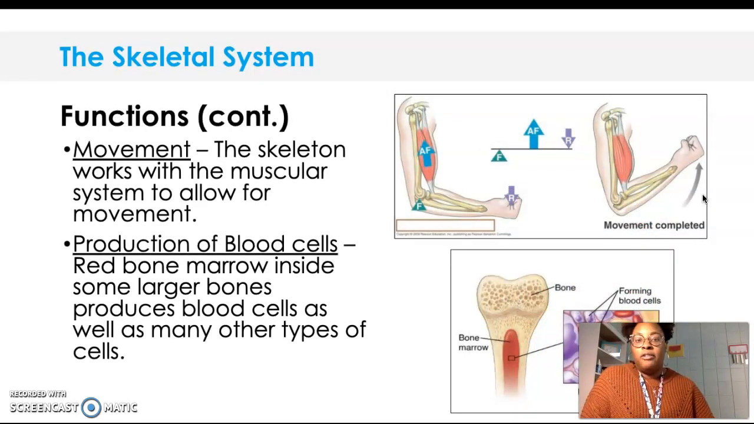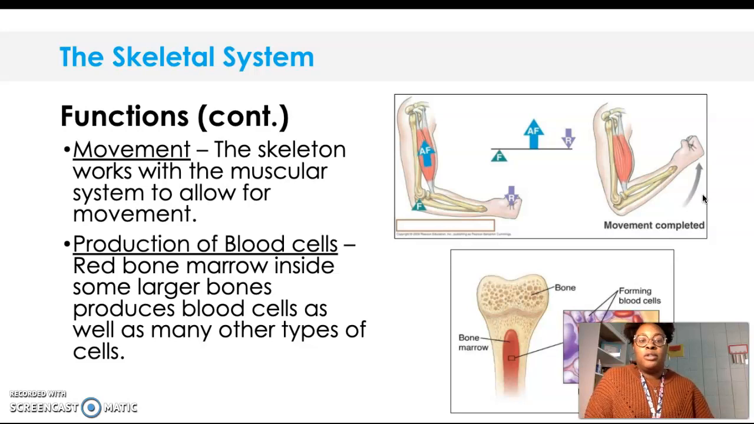Okay, another function is movement. So your bones help attach your muscles to the bones, and that is what helps you to move. And so if we didn't have bones, we wouldn't have anything for our muscles to attach to and wouldn't be able to move. And they also produce red blood cells.